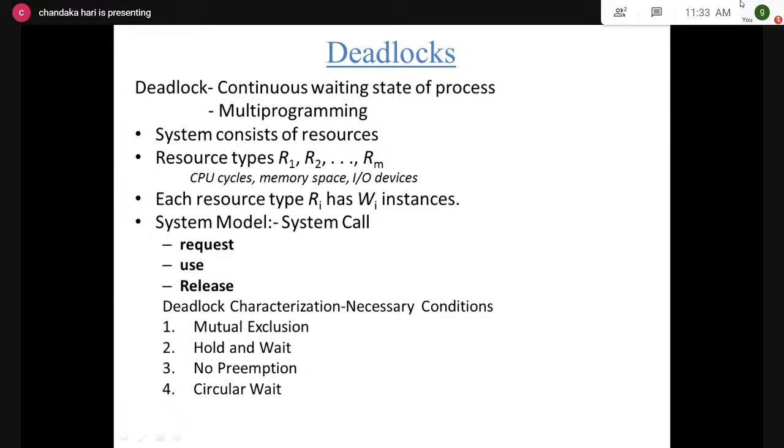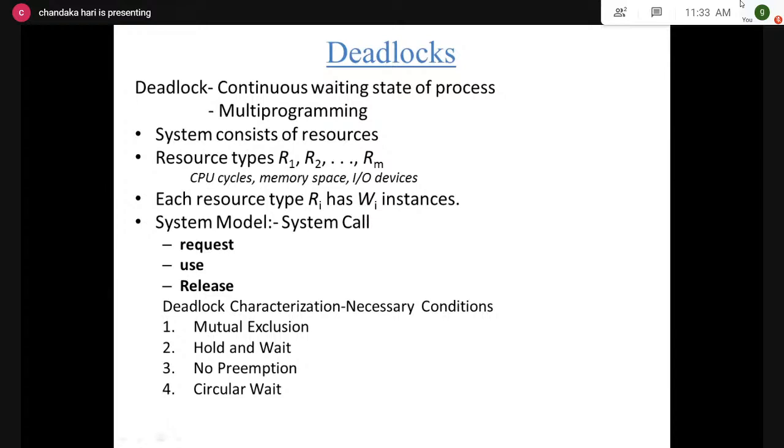That implies process P1 is holding one tape drive and waiting for the tape drive held by P2. Similarly, process P2 is holding one tape drive and waiting for the tape drive held by process P1. Then these two processes are not allowed to continue the execution. Hence, this situation is going to be called a deadlock with the same resource type.